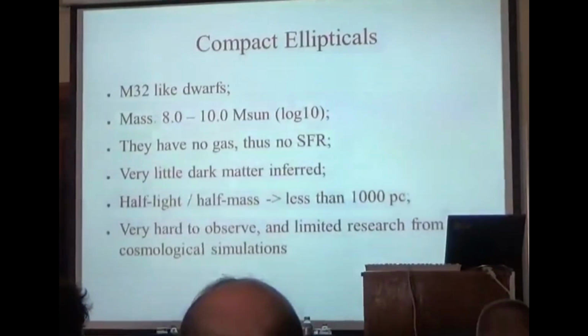So first, a little bit about compact ellipticals. Well, compact ellipticals are M32-like dwarf galaxies. So basically, they have 10 to the 10 solar masses. They have no gas and no star formation. Very little dark matter is inferred, and they have half-light radii that are really small, below 1,000 parsecs.